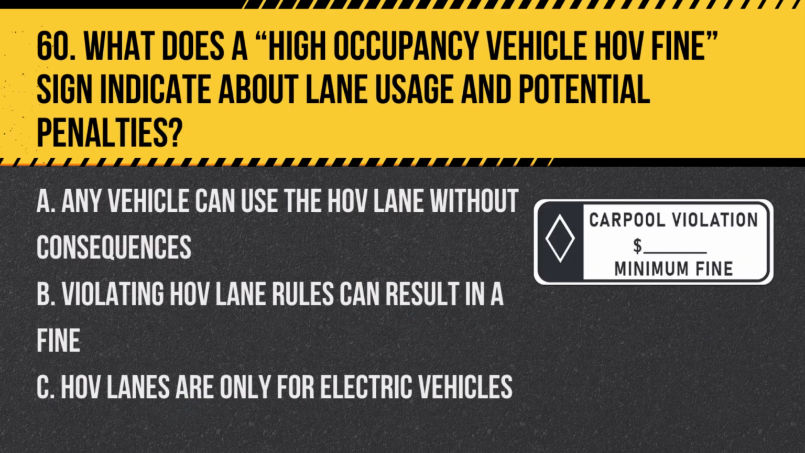Question 60. What does a high occupancy vehicle HOV fine sign indicate about lane usage and potential penalties? A. Any vehicle can use the HOV lane without consequences. B.